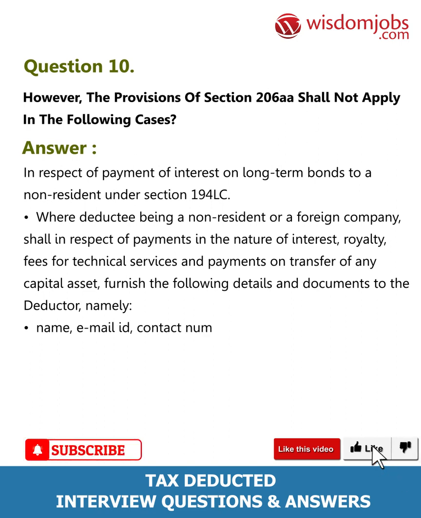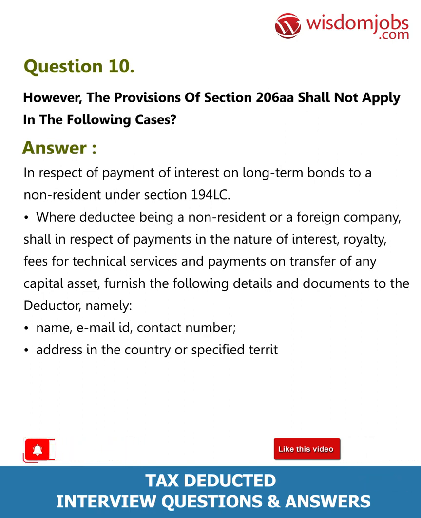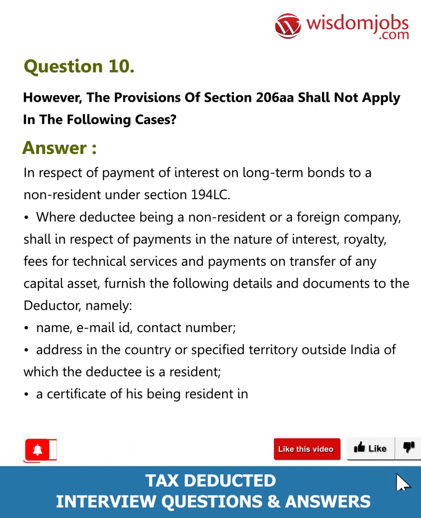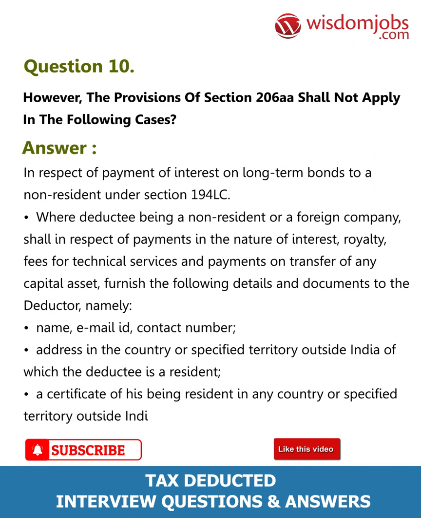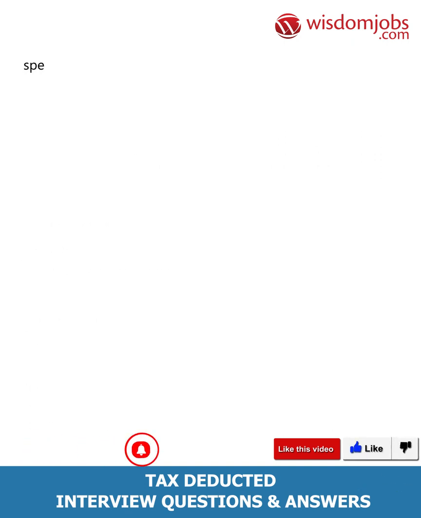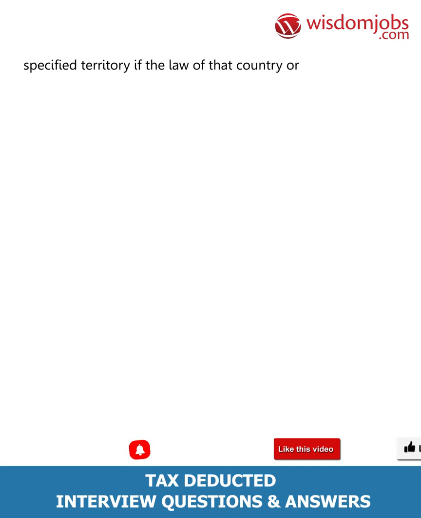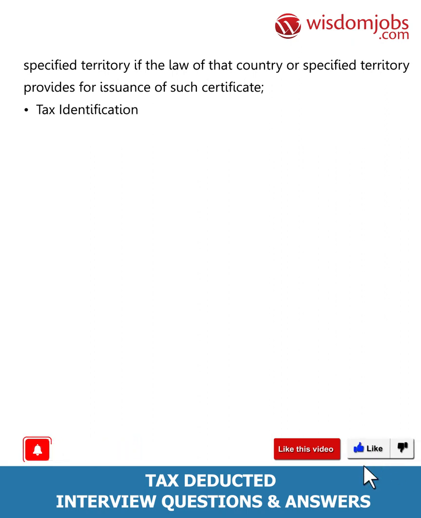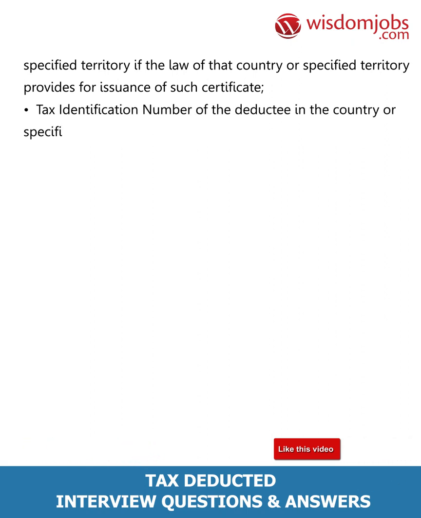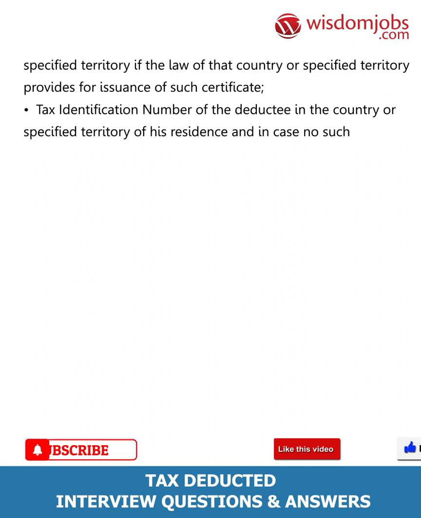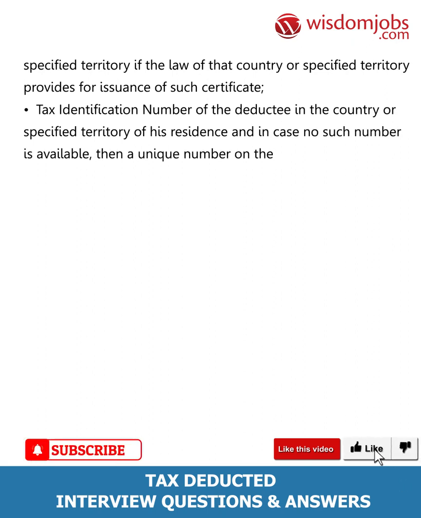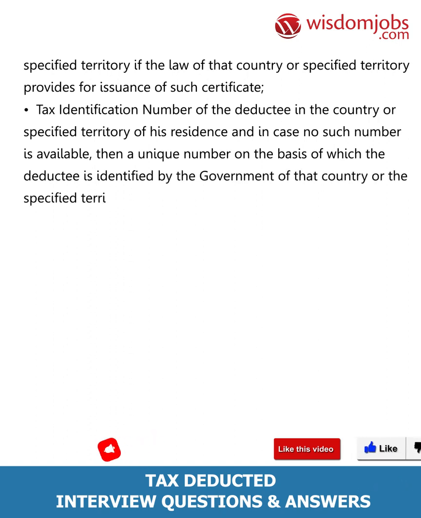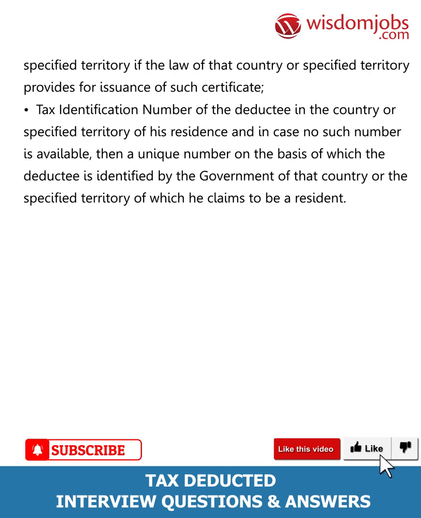name, email ID, contact number, address in the country or specified territory outside India of which the deductee is a resident, a certificate of his being resident in any country or specified territory outside India from the government of that country or specified territory if the law of that country or specified territory provides for issuance of such certificate, tax identification number of the deductee in the country or specified territory of his residence, and in case no such number is available, then a unique number on the basis of which the deductee is identified by the government of that country or the specified territory of which he claims to be a resident.